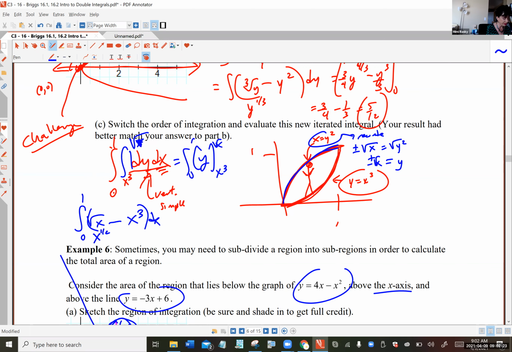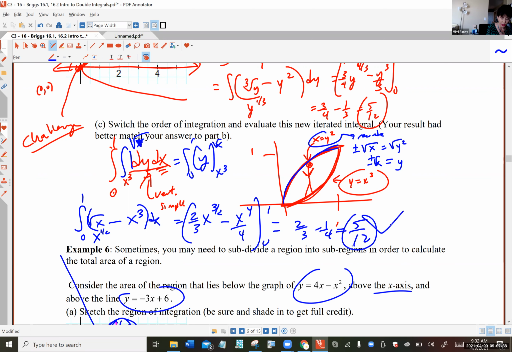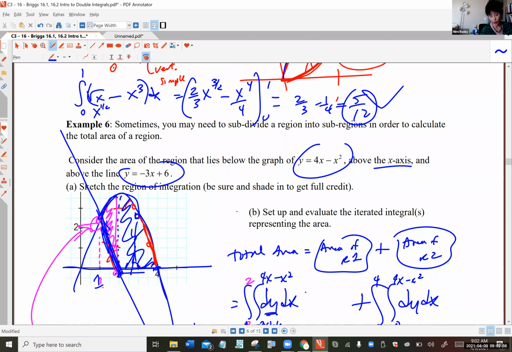The antiderivative of x to the half, I believe, is 2/3 x to the 3/2, minus the antiderivative of x cubed, which is x to the 4th over 4. When you evaluate between 0 and 1, yay, you are going to get 5/12. It works out, okay? So any questions on this problem? So that's your first foray into switching the order. It's not super easy. It's a skill, and you'll get better with practice, I promise. But give yourself some time to get better.